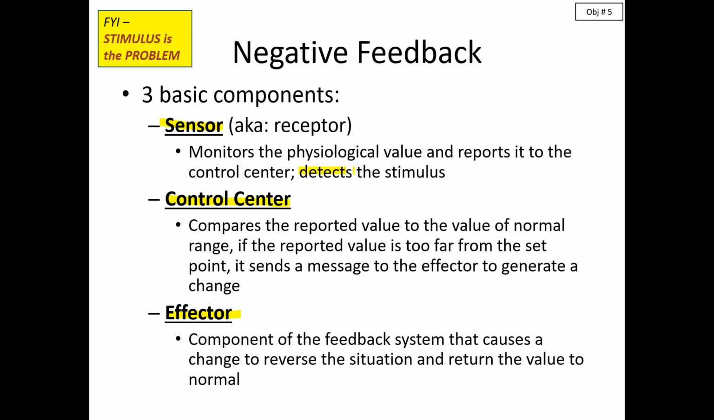The sensor detects the stimulus. The control center takes the information that's brought in and determines what to do with it. So it compares the reported value to the value of the normal range and sends a message to the effector. So that's what the control center does. And the effector is the part that causes the change to occur, basically putting you back to homeostasis.